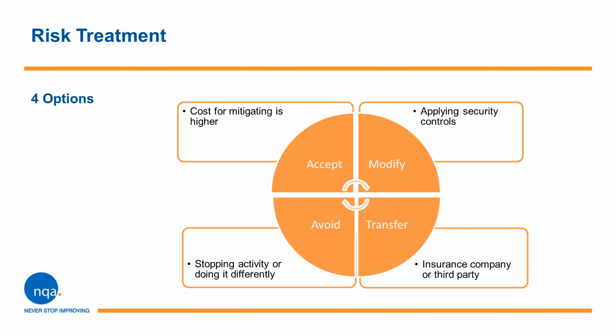Avoid the risk by stopping an activity that is too risky or by doing it in a completely different fashion. And then accept the risk if, for instance, the cost for mitigating that risk would be higher than the damage itself.